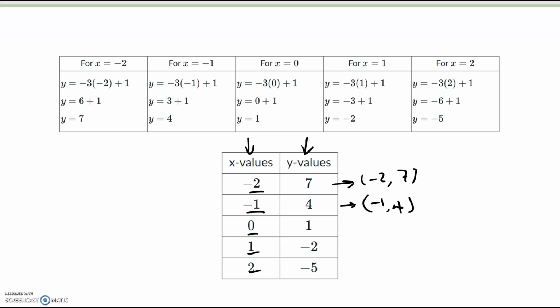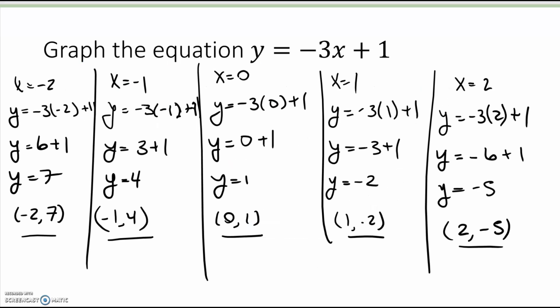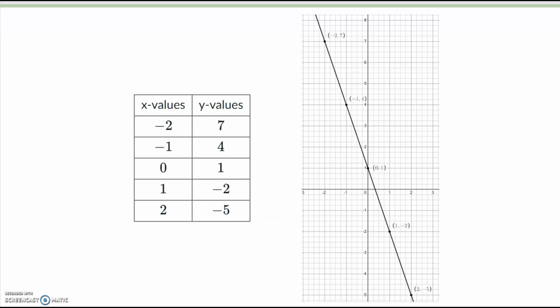And you just keep on going like we did over here. Okay, so I'm going to take -2 and 7 and plot that. So I'm going to go -2 over x and then up +7 for y. I'm going to plot my point right there. So there's my first point.